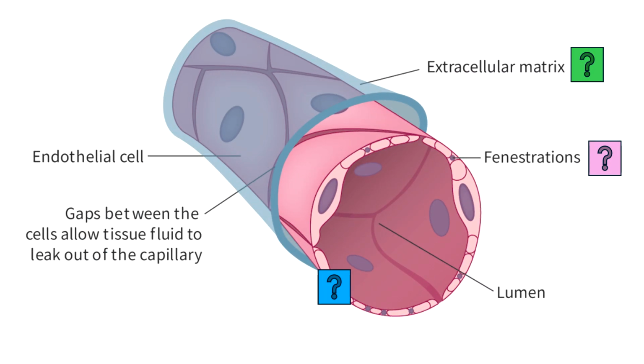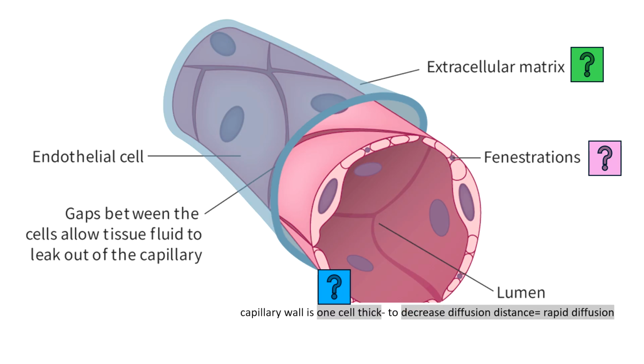Okay, structure of a capillary. First thing, their walls are only one cell thick. Why? To decrease diffusion distance. Remember that their function is the exchange of substances, and this is done by diffusion, so we want as much diffusion as possible. So decreasing the diffusion distance increases the rate of diffusion. Very important.